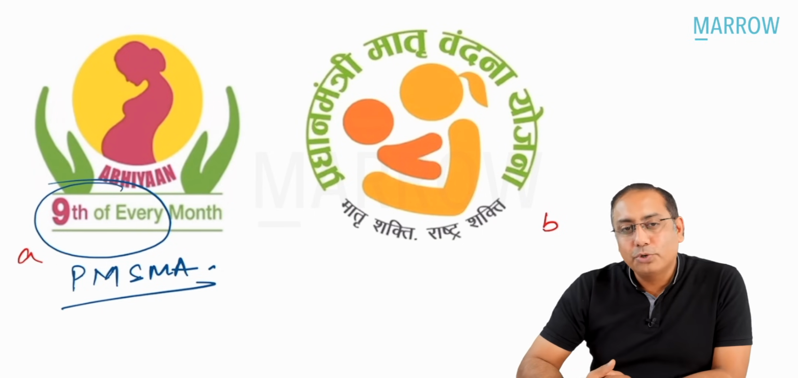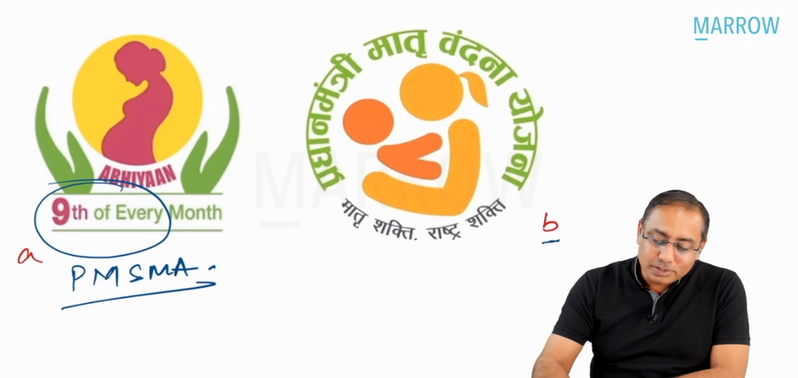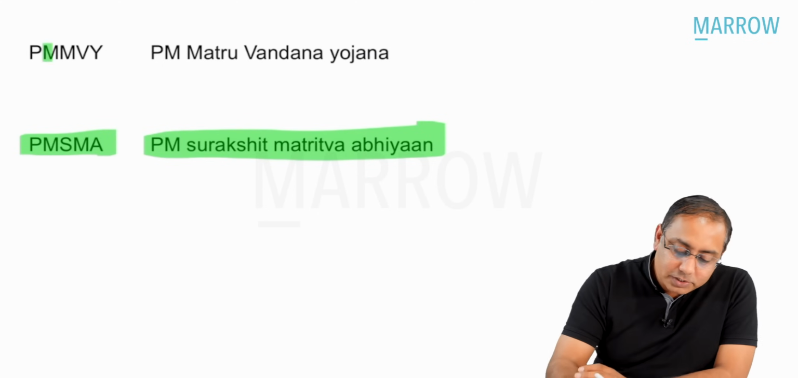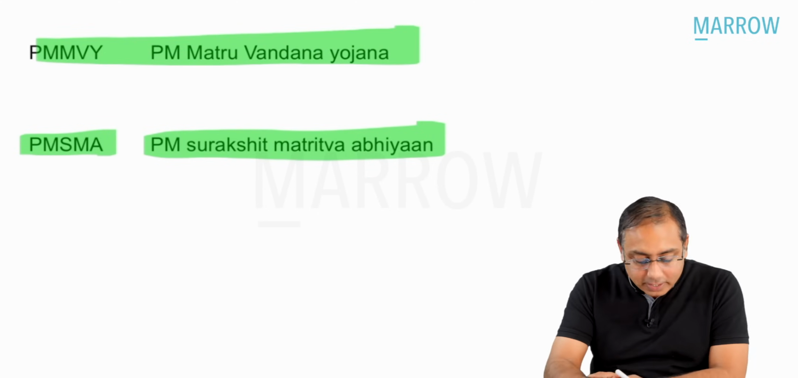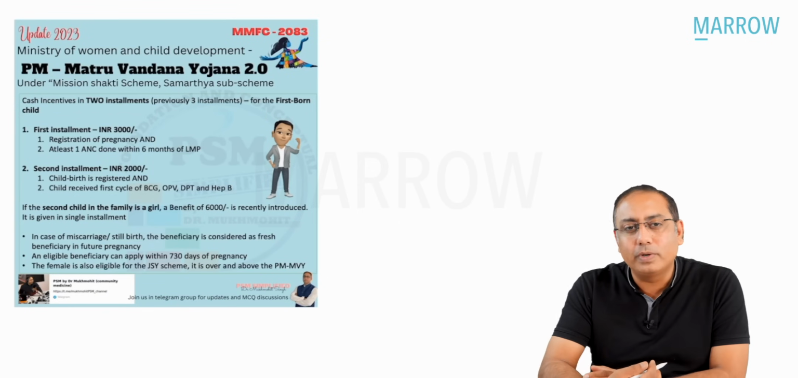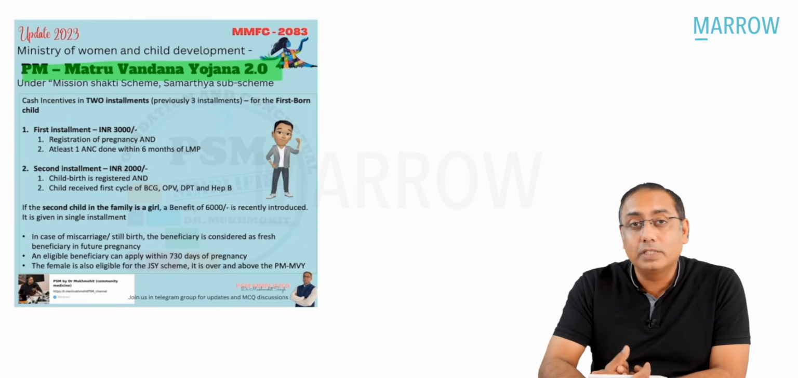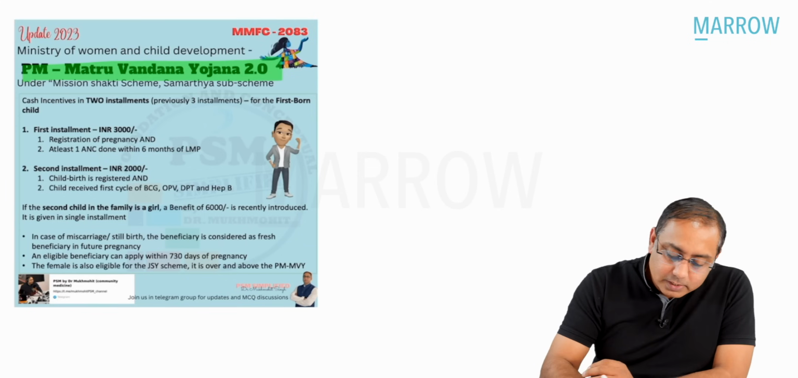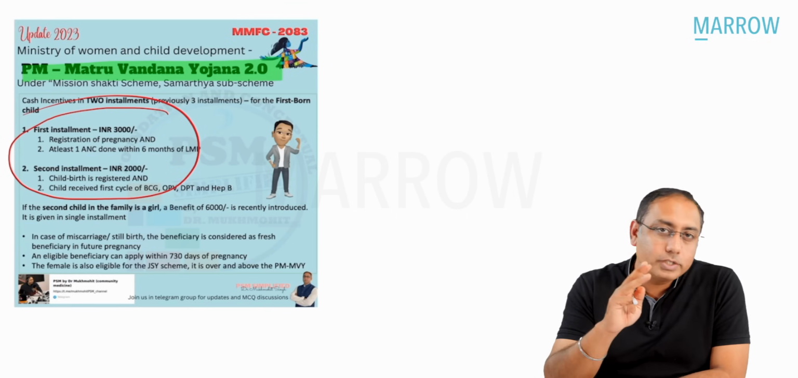Coming to the next logo, what is logo B? This logo is for the Matru Vandana Yojana. It is the Prime Minister Matru Vandana Yojana, and if you watched the main lectures, it's an important update which came in 2023. Version 2.0 was launched, in which the government is now giving only 2 installments. Earlier it was 3 installments.